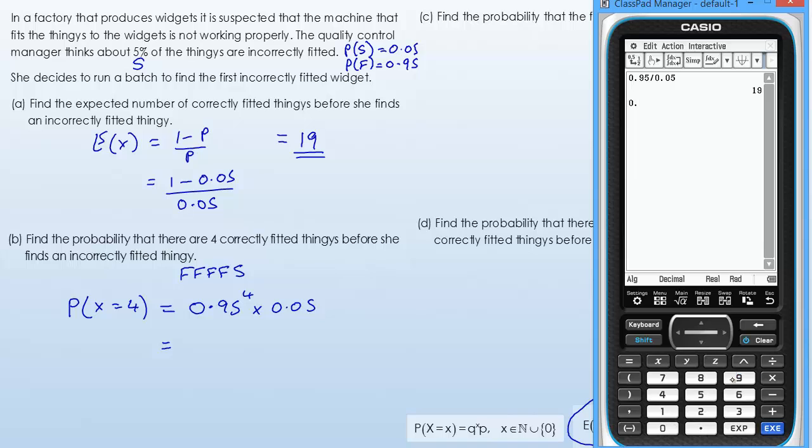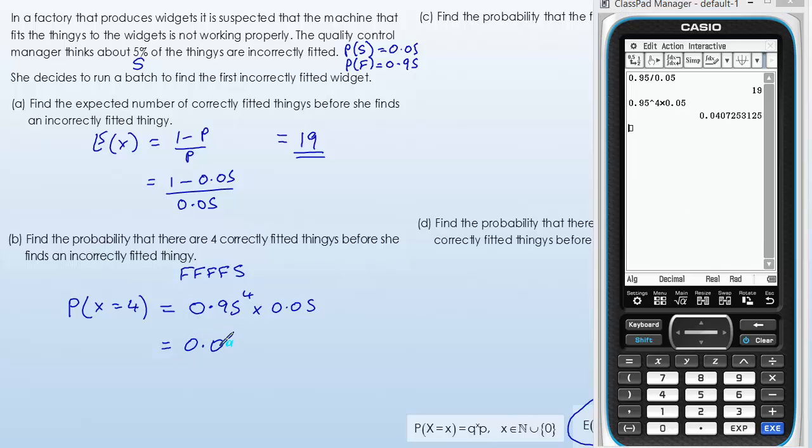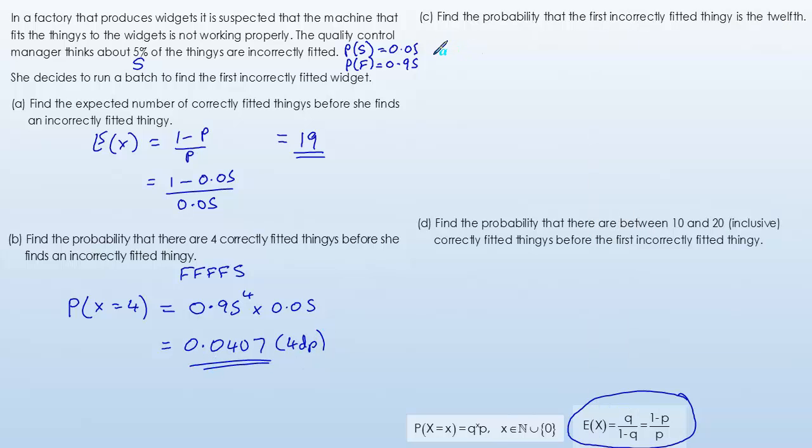So 0.95 to the power 4, and then we're going to multiply that by 0.05. And that's going to give me 0.0407, correct to 4 decimal places. Find the probability that the first incorrectly fitted thingy is the 12th. So, we need 11 failures first, so that's the probability that x is 11.